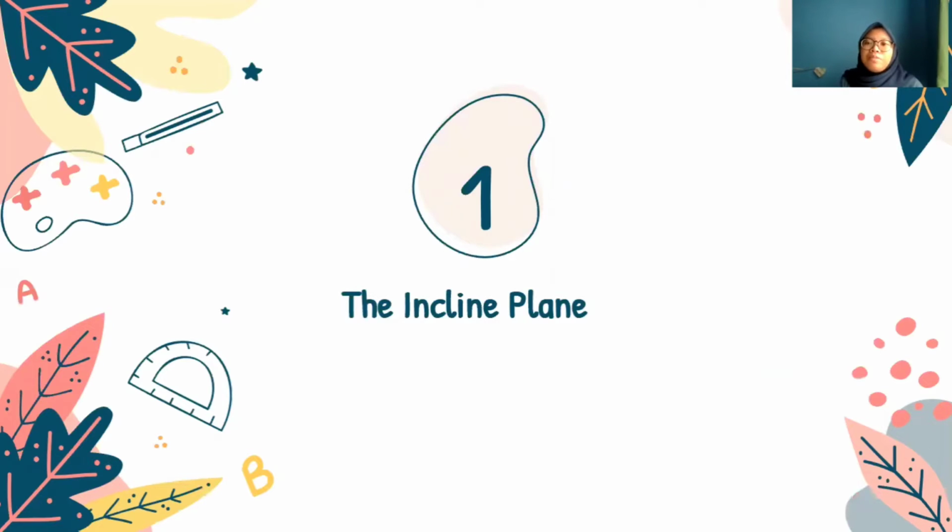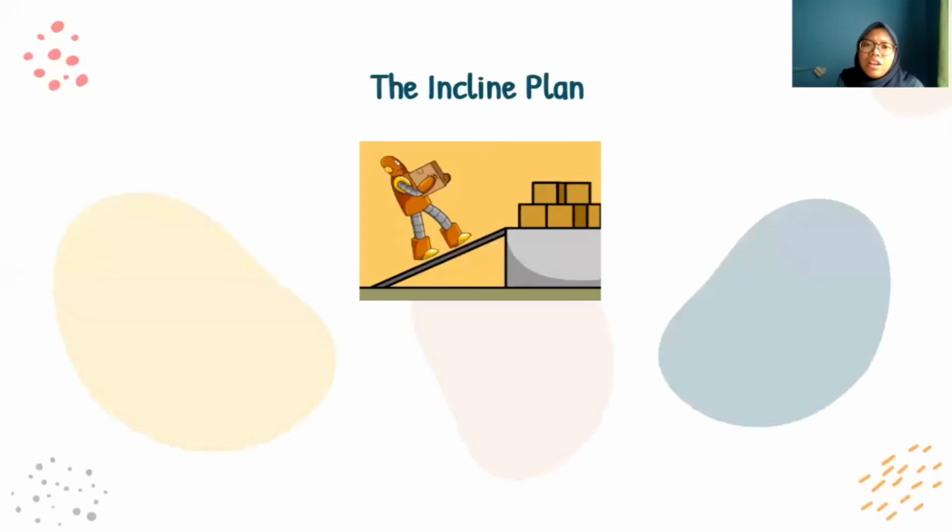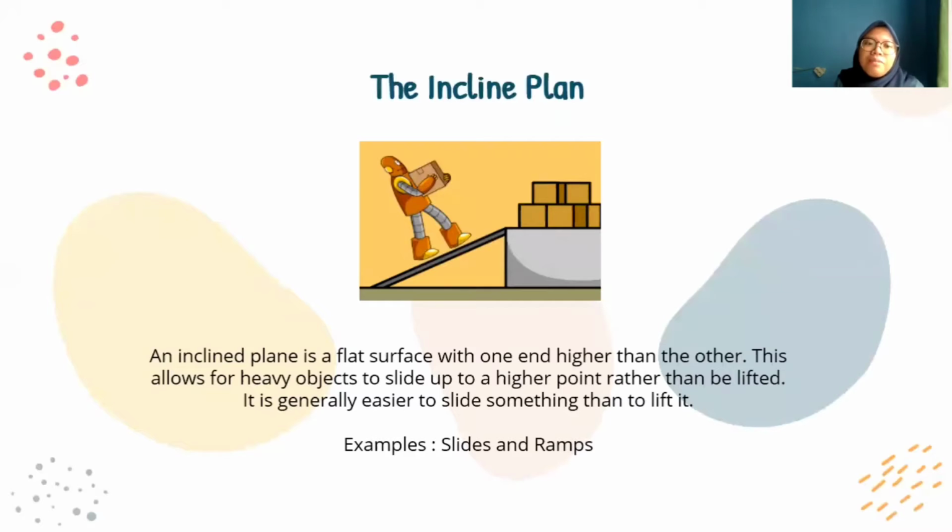First is the inclined plane. What is the inclined plane? An inclined plane is a flat surface with one end higher than the other. This allows a heavy object to slide up to a higher point rather than be lifted. It is generally easier to slide something than to lift it. Examples are the slide and the ramp.